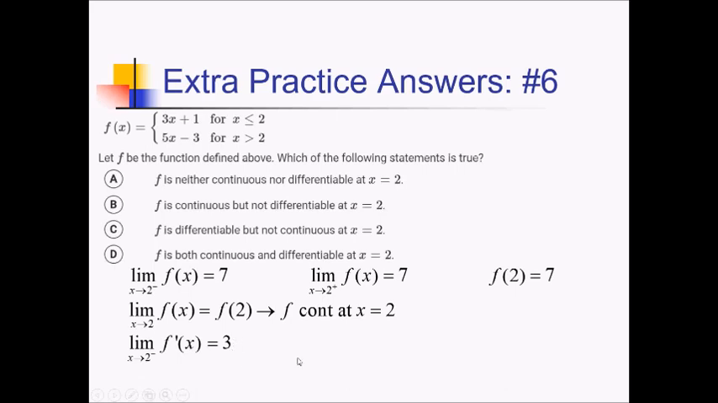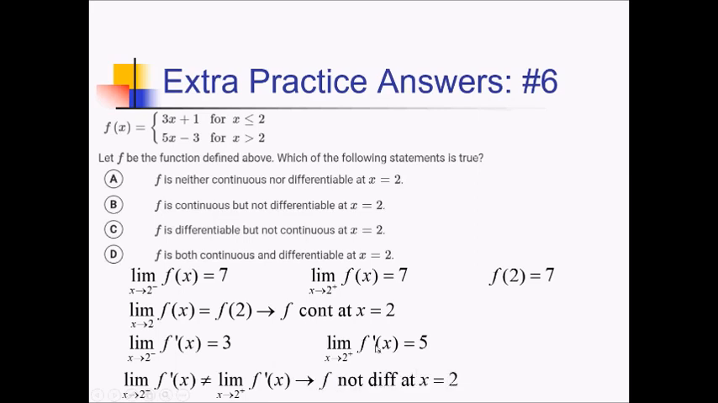Now the limit of f prime as x approaches 2 from the right side, now we have to use this after 2 rule and take the derivative of 5x minus 3. That's going to be 5, constant value. And we see we've got a problem here. The left side limit of f prime and the right side limit don't match, which means that our function is not differentiable after all at x equals 2. So we do have continuity, we do not have differentiability. That means we are choosing answer choice B.